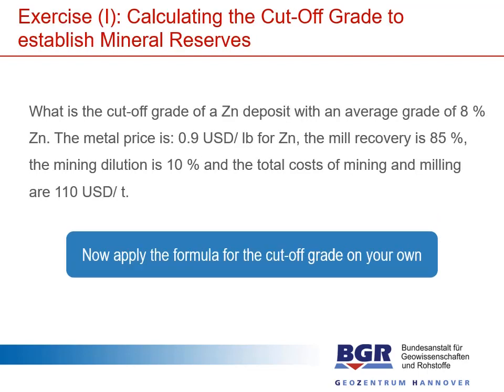Here's a little exercise for you. What is the cutoff grade for a zinc deposit with an average grade of 8% of zinc? The metal price is 0.9 US dollars per pound of zinc. The recovery is 85% and the mining dilution is 10%. And the total mining and processing costs are 110 US dollars per ton. You now have to apply the equation from the example above. And by doing this, you will result in a cutoff grade of 7.2% of zinc.